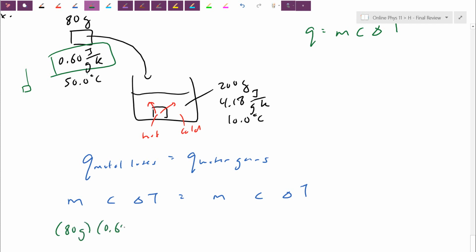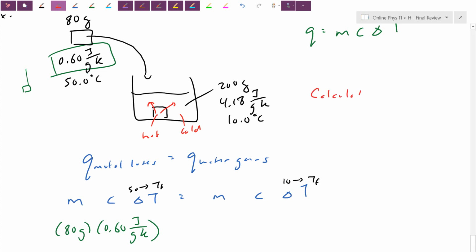This is going to multiply the specific heat, 0.6 joule per gram Kelvin. The delta T's are going to be different. The delta T's are always going to be final minus initial. Initially, this one here was 50. So this means 50 to whatever final temperature. Whereas for the water, it started out at 10 degrees. This is actually going to go 10 degrees to the final temperature. Heat is going to continuously pass until they have the same final temperature. We call that the equilibrium temperature.